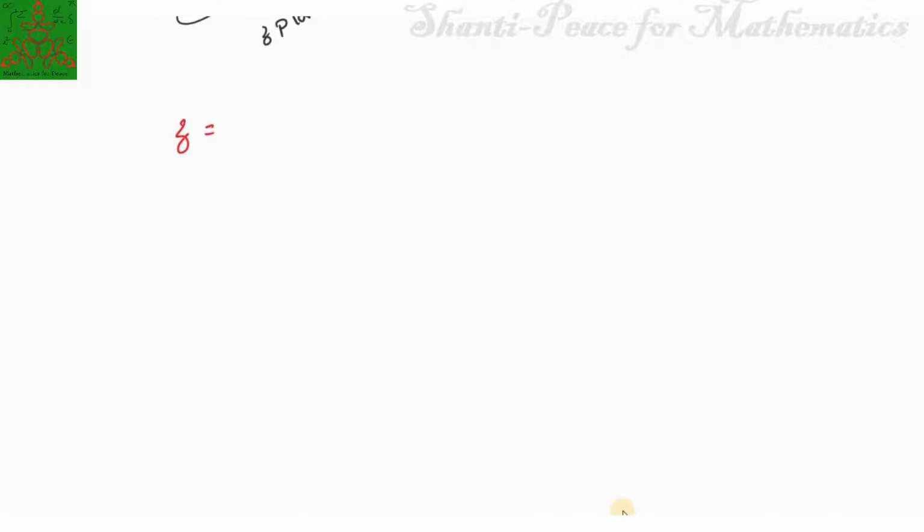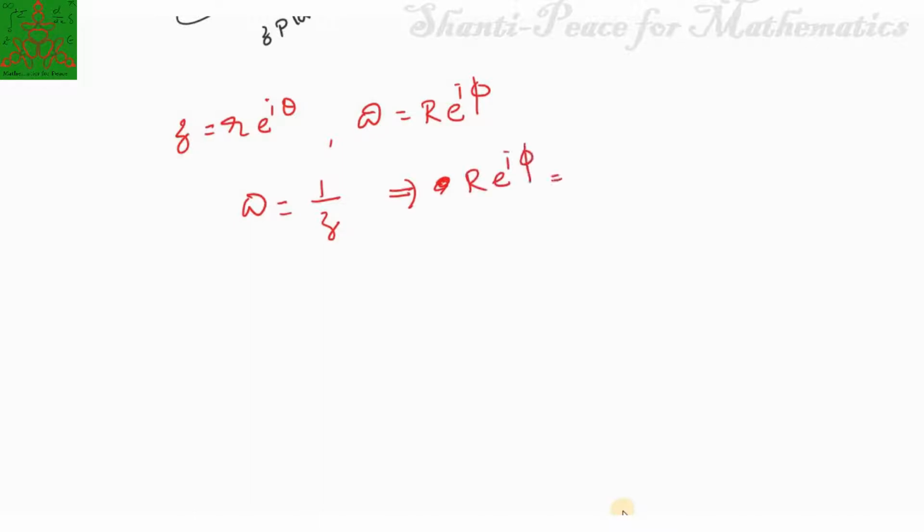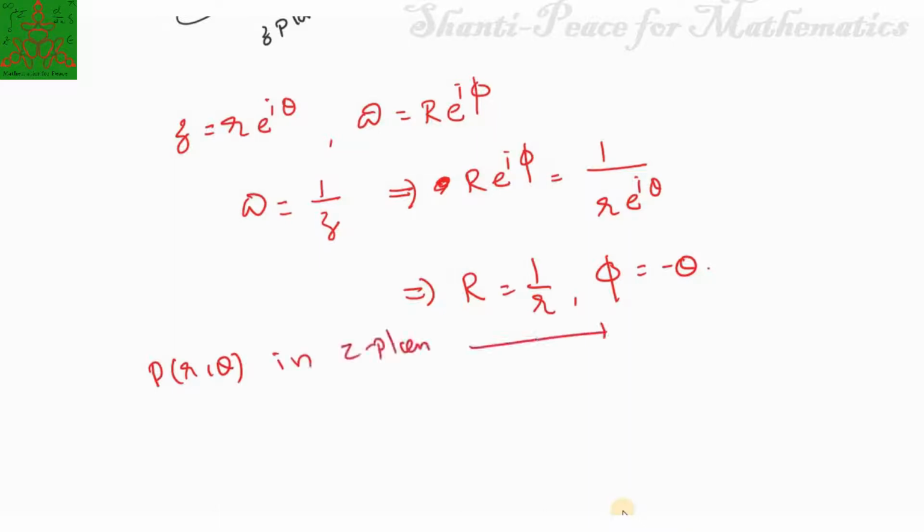Let us assume z = r e^(iθ), and w = R e^(iφ). If I use the expression w = 1/z, that implies R e^(iφ) = 1 upon r e^(iθ). That implies R is 1 by r and φ is minus theta. Now under this transformation, any point P(r, θ) in the z plane transforms to the point P dash, which is (1/r, −θ) in the w plane.